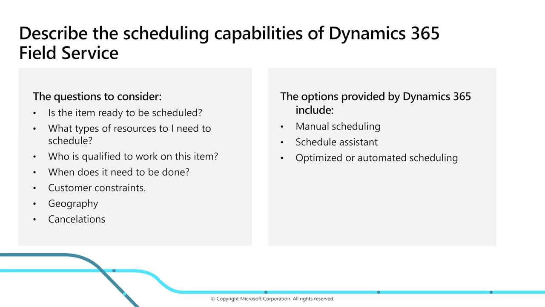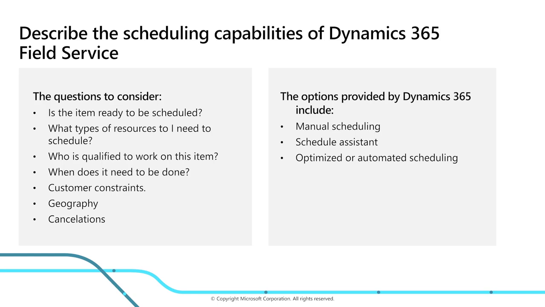Where is it located in terms of the geography? Is it somewhere far away and we don't have any technicians in the area yet? So we need to work out how we get a technician into the area to be able to actually carry out the service. And finally, of course, cancellations, which do happen from time to time. The customer may need to cancel the appointment. So in that case, we then need to move things around. We may need to reschedule it.